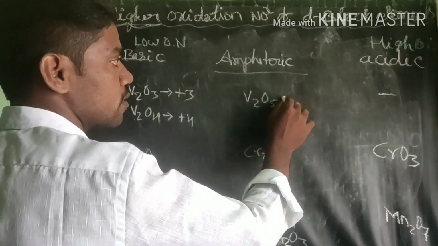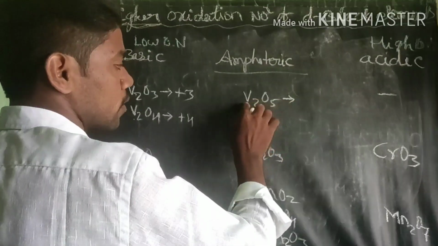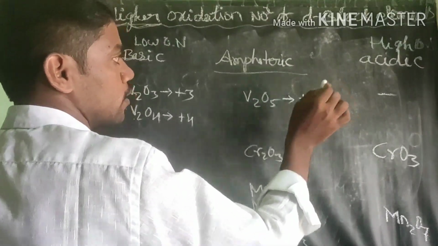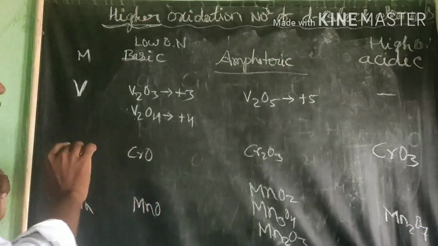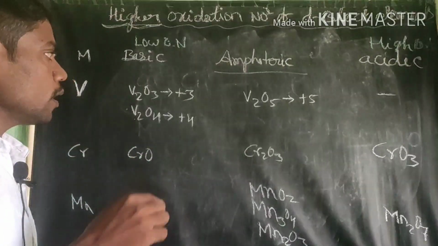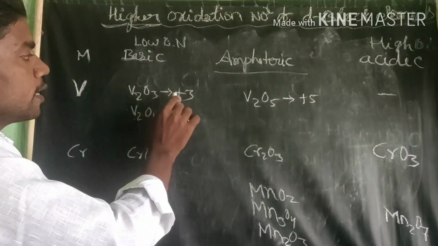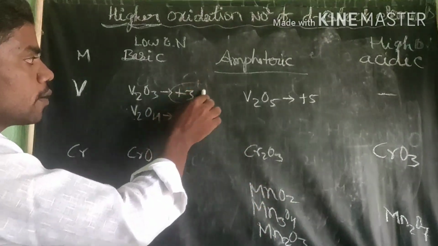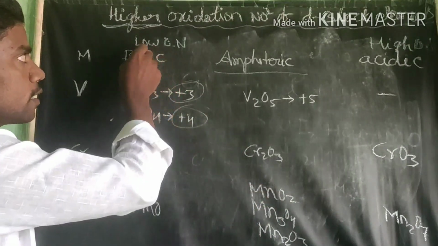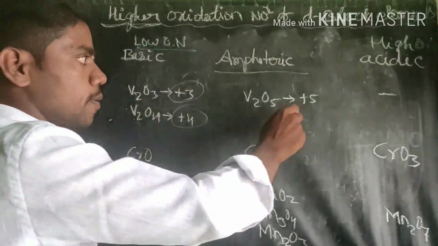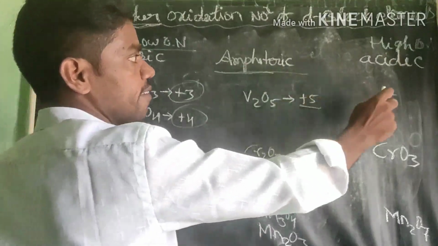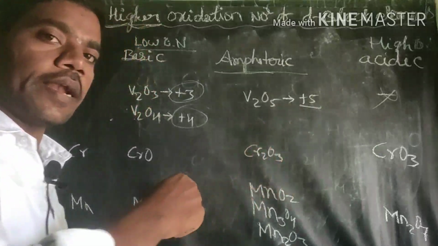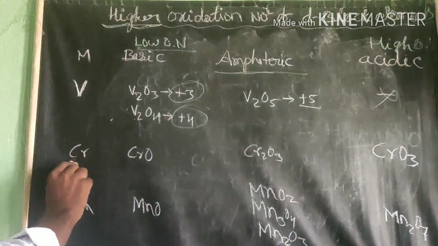Here the oxidation number will exist in the +5 and acidic. Okay, you see here these vanadium compounds are all metal oxides. The vanadium with the lowest oxidation number acts as a base, and +5 exists as amphoteric, but acidic oxides are not found with vanadium. Go for the next, chromium.